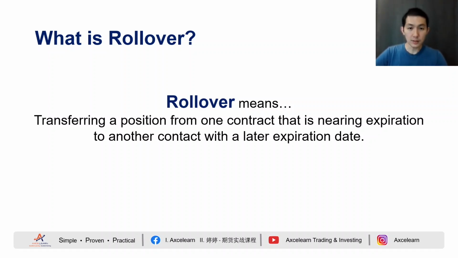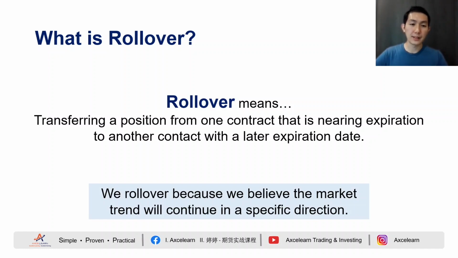In futures trading, rolling over means transferring a position from one contract that is nearing expiration to another contract with a later expiration date. So we roll over because we believe the market trend will continue in a specific direction. Later, I will share with you examples so that you can understand it better.